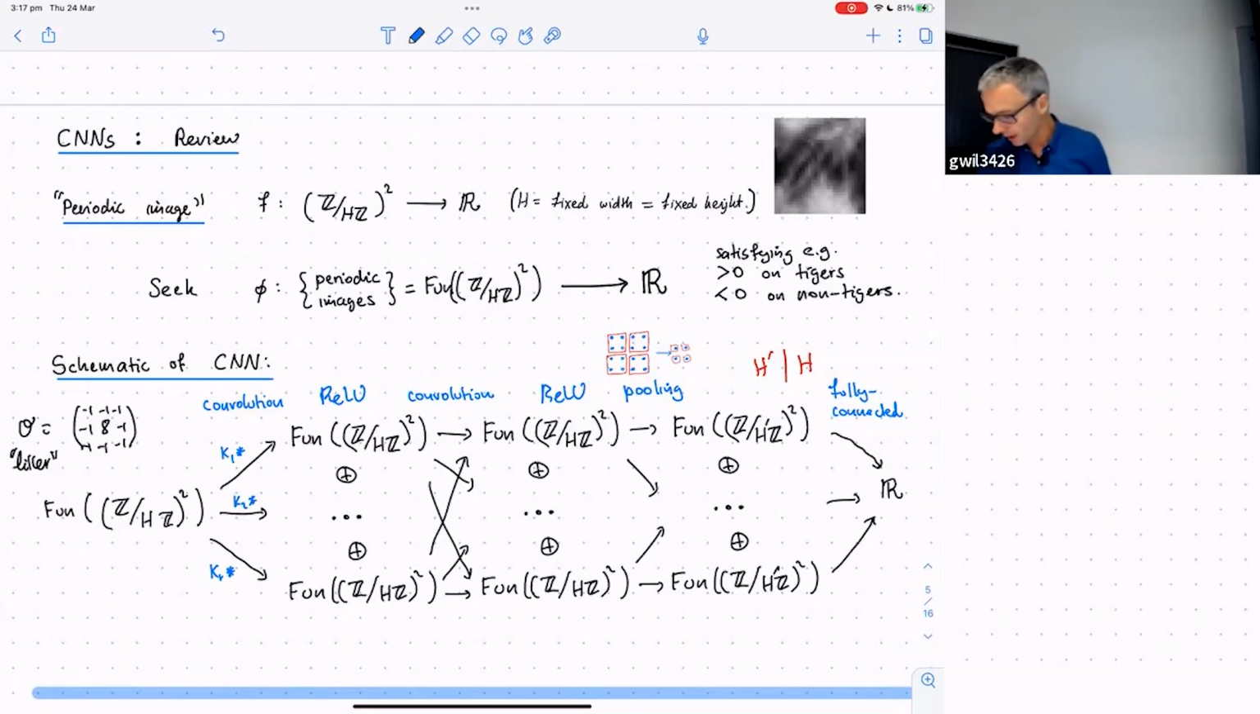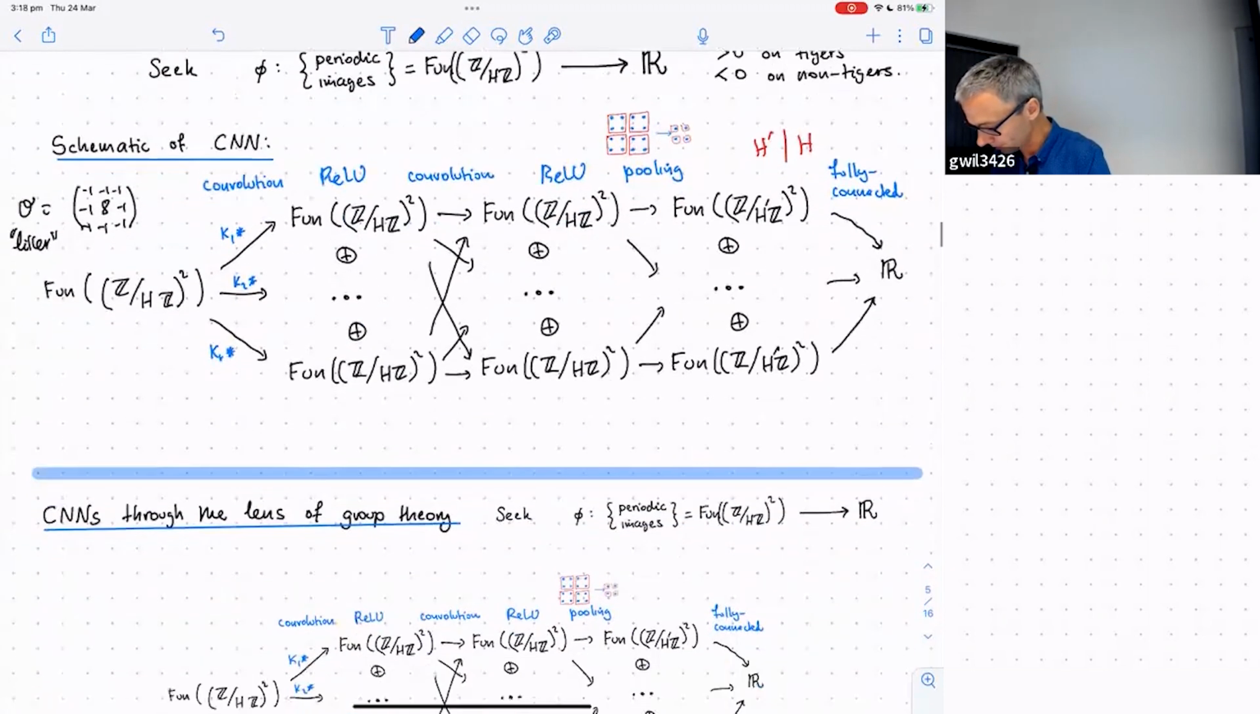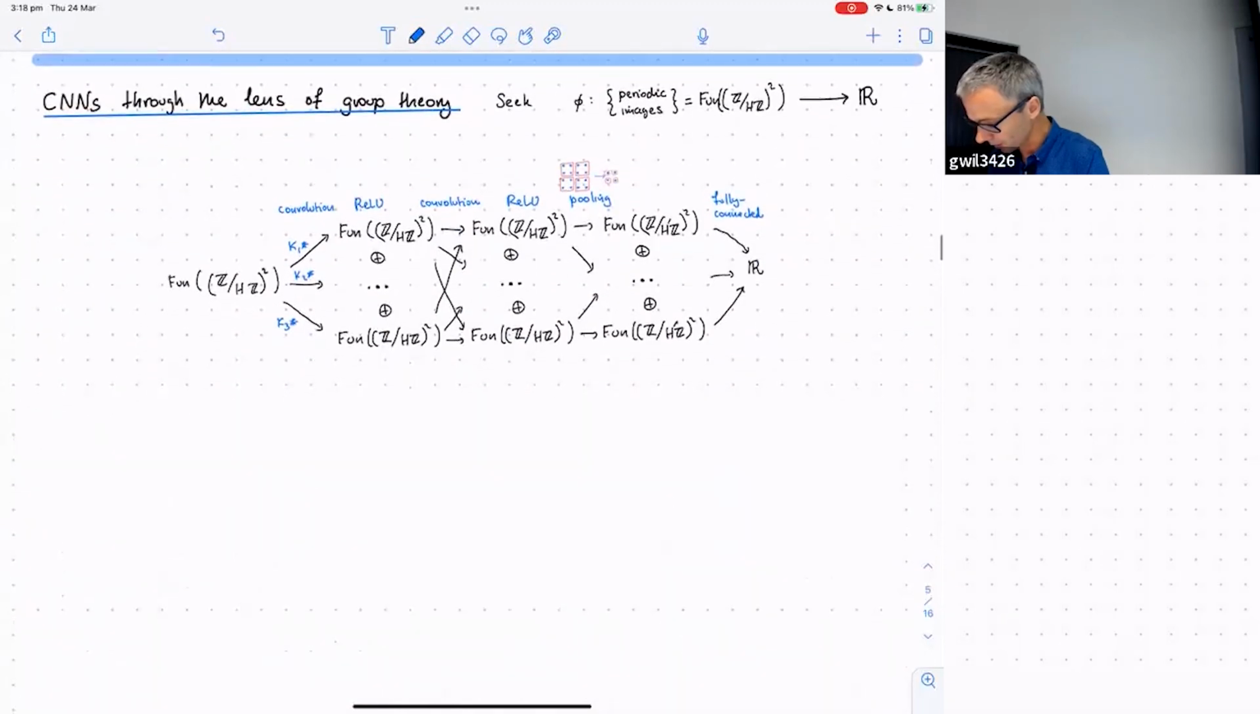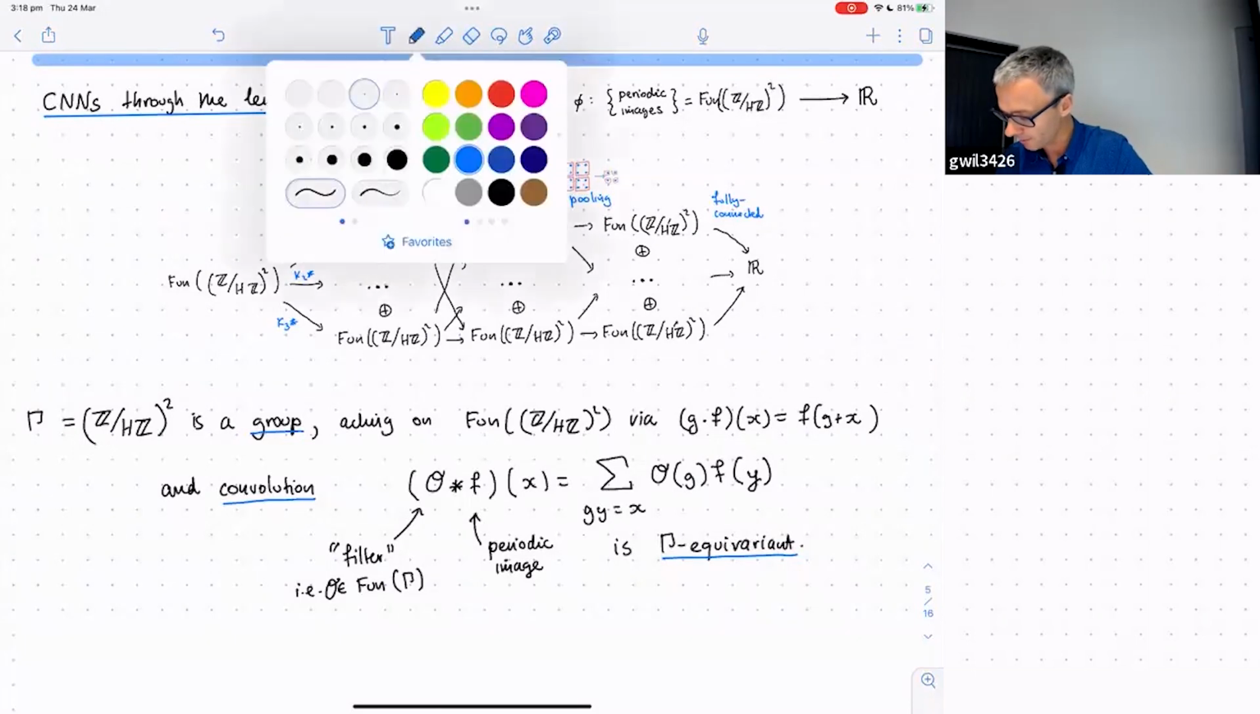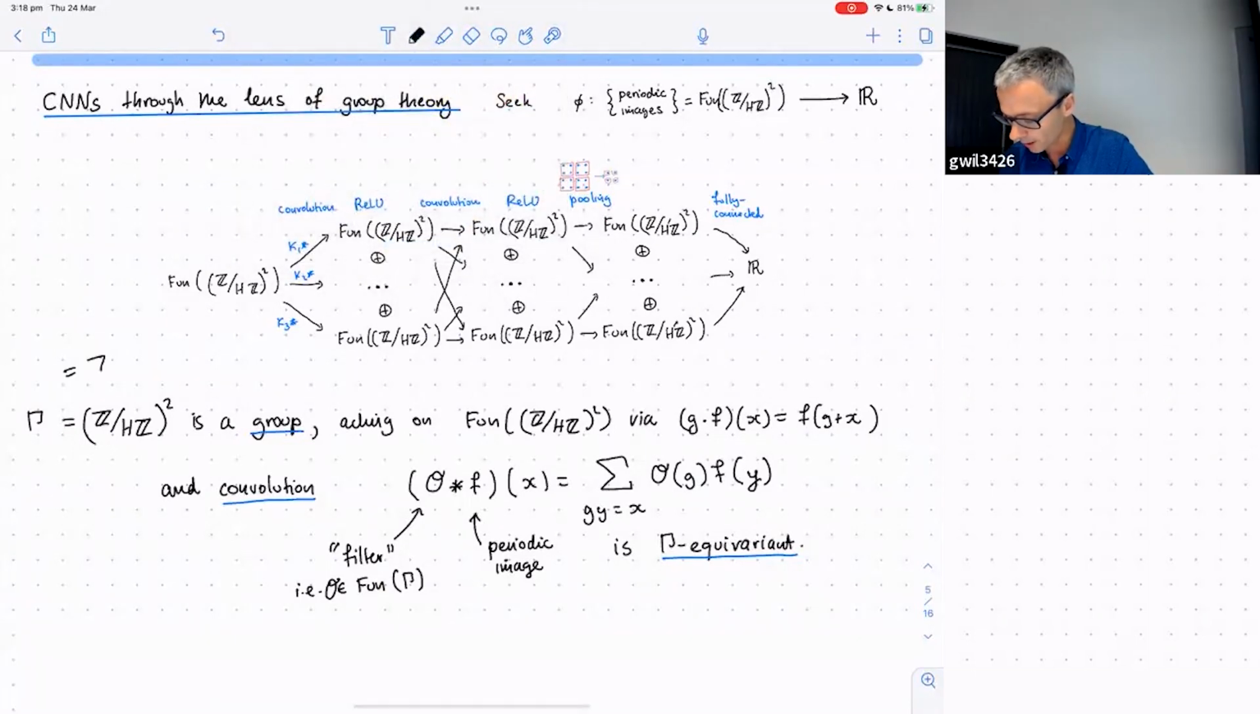Okay, so that was meant to just be a review. Now I want to look at this through the language of group theory. So this is just a direct copy of the previous architecture. Z mod HZ squared is a group. So it's Z mod HZ times Z mod HZ. Very simple abelian group.